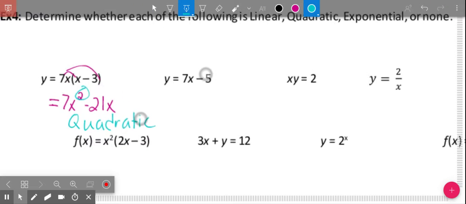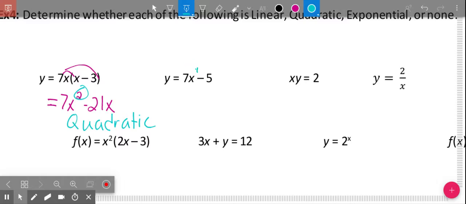The next one has a largest exponent of a 1. Well, we said, remember, largest exponent of a 1 is going to be linear. Now, on the next one, we have x times y is equal to 2. Well, that does not look anything like any of the functions we've dealt with at all, okay? So, since that doesn't really fit into any of our categories, that's going to be none. Because that's where your x and your y are being multiplied. And anytime that happens, that's not going to be one. Oh, I forgot the e. My bad.